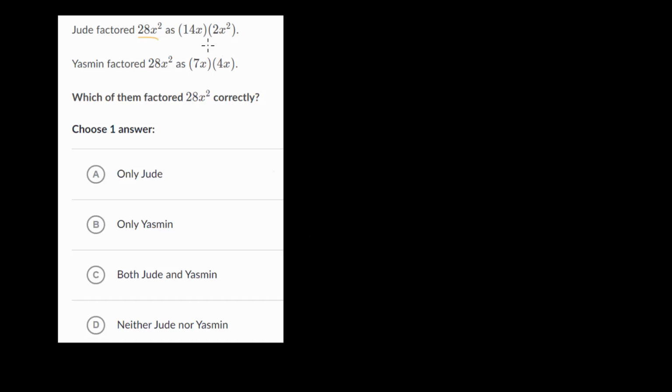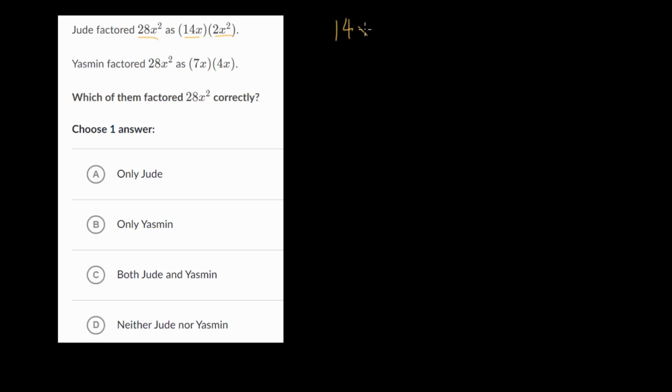So it could be just one of them, it could be both of them, or it could be neither of them. And the way to check this is to take the product where they factored this 28x squared and just re-multiply it together to see if we get 28x squared.